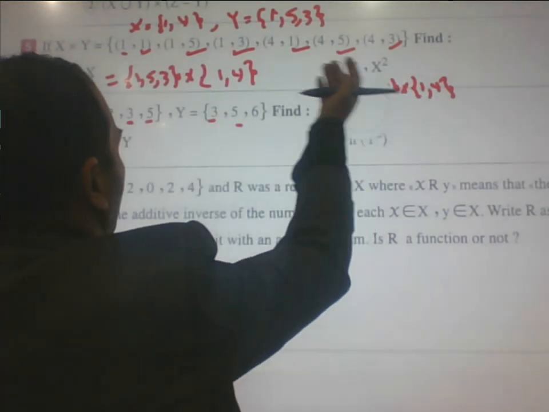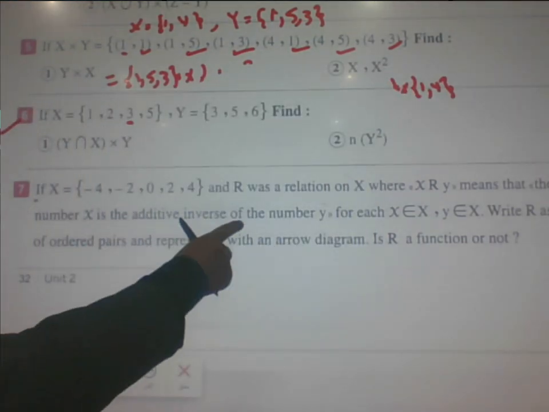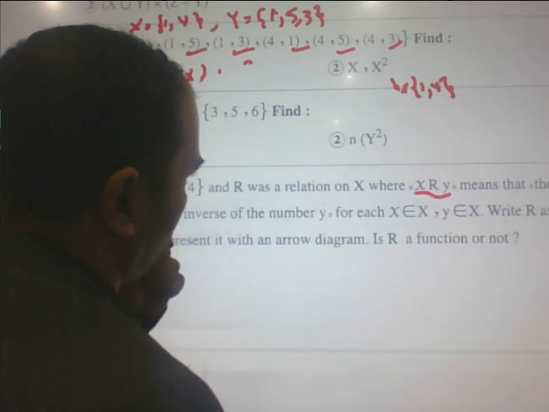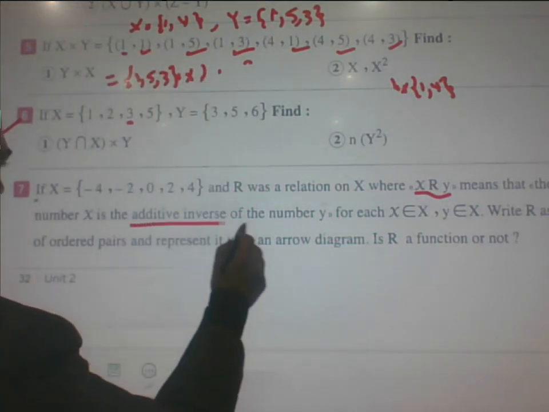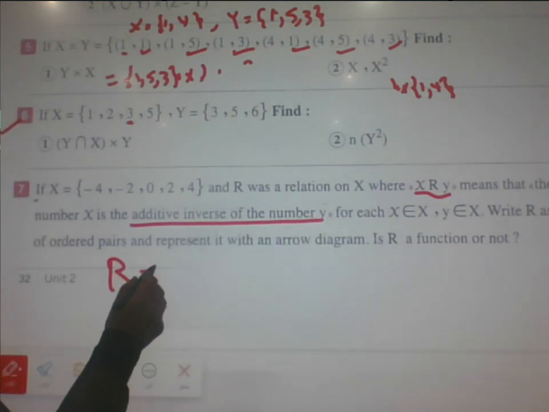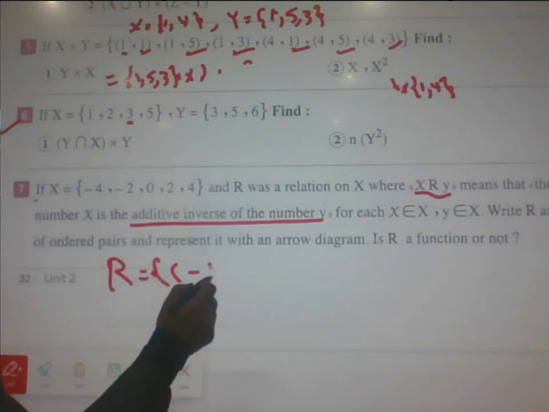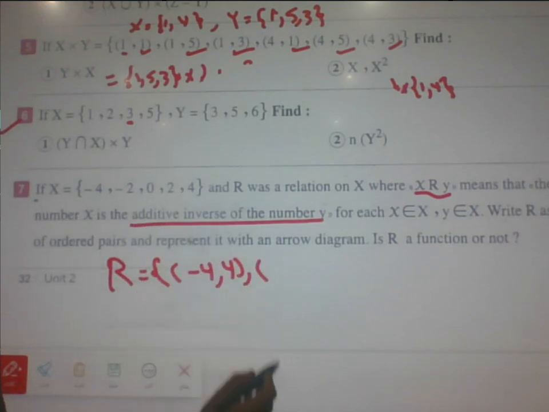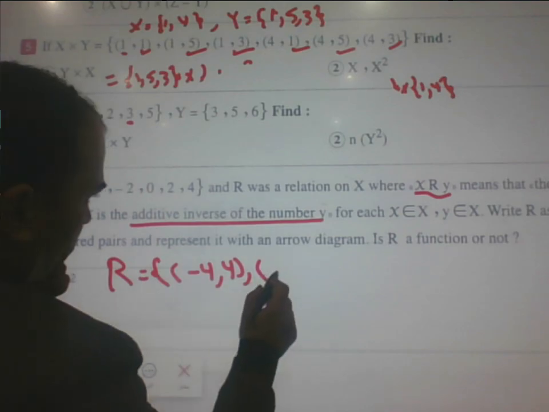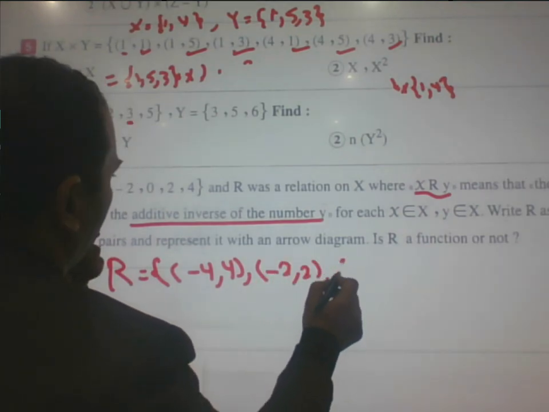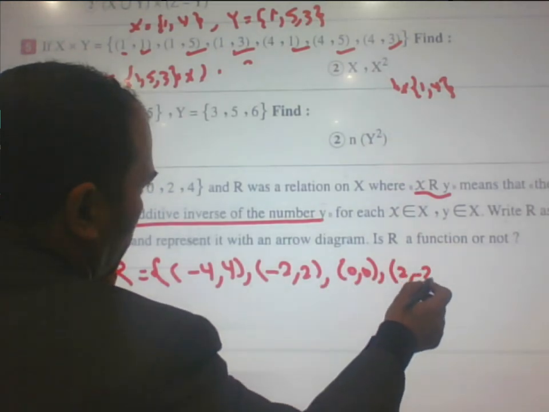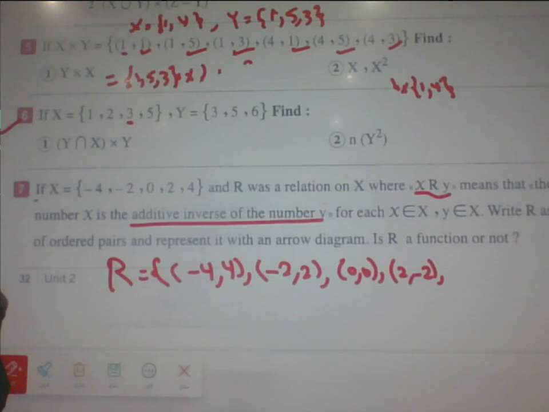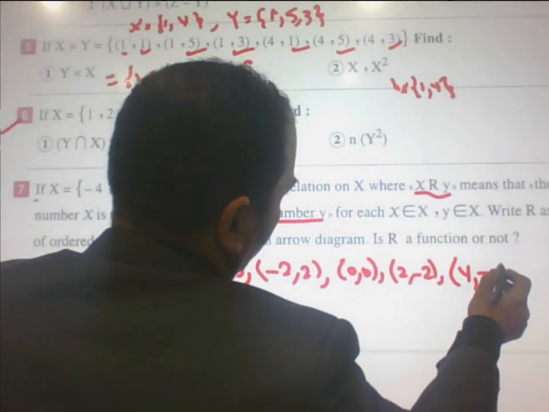Next, question number 7. We have X relation with Y, which means the number of X is the additive inverse of the number of Y. In the relation here, who can tell me the additive inverse? Right, negative 4 with 4. The additive inverse changes the direction of the sign. And negative 2 with 2. And 0, the additive inverse of itself. And also 2 with negative 2. And 4 with negative 4.